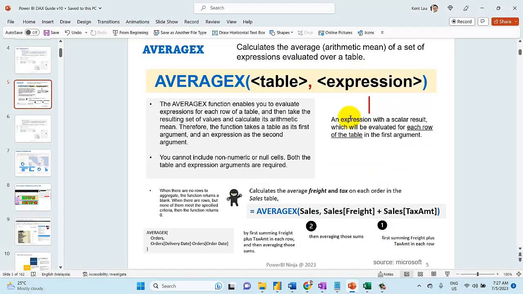An expression with a scalar result. A scalar result is just one single result which will be evaluated for each row of the table. All right, cool.